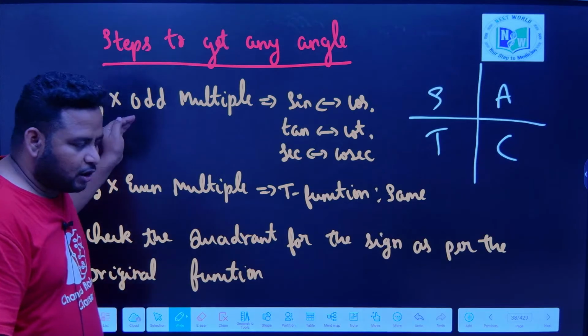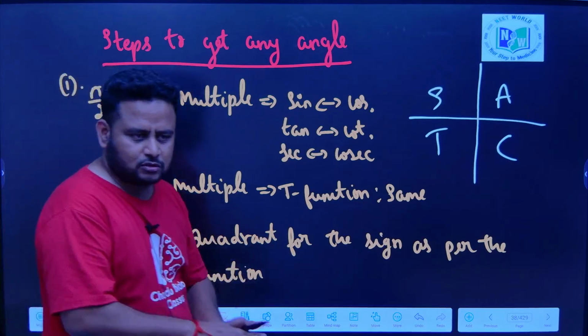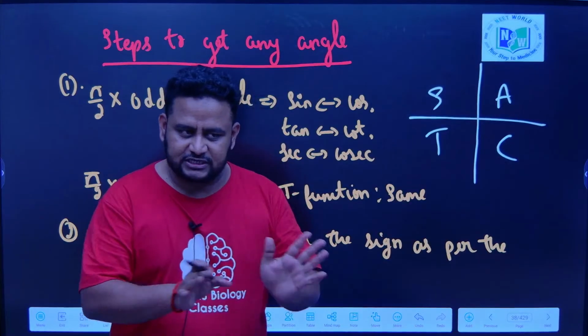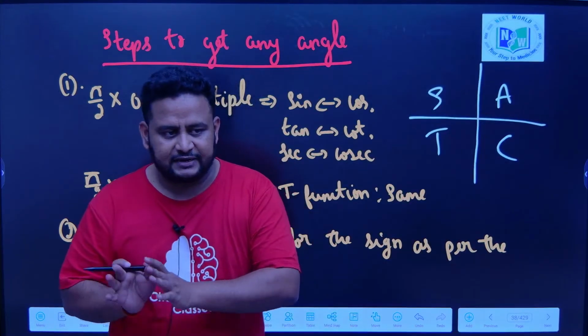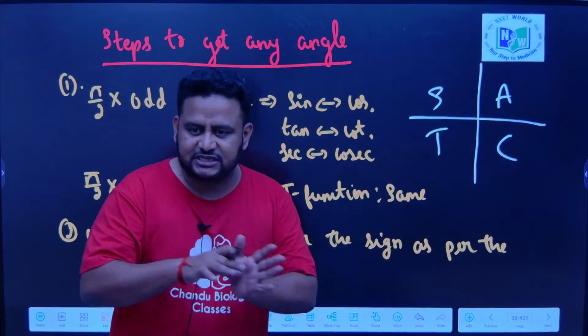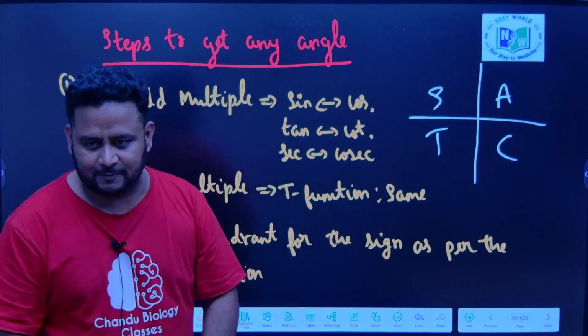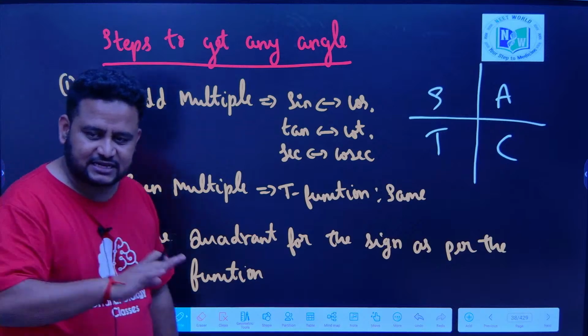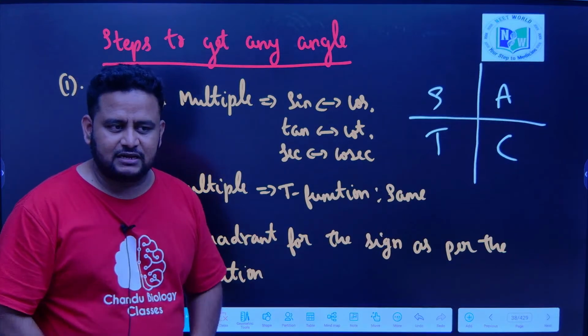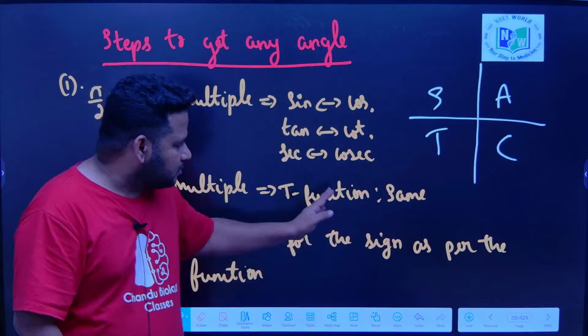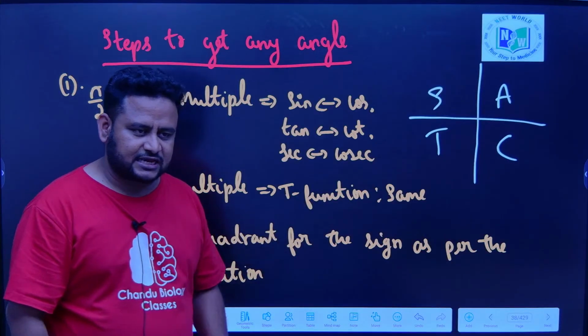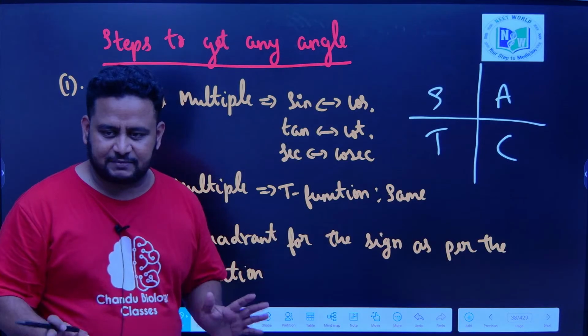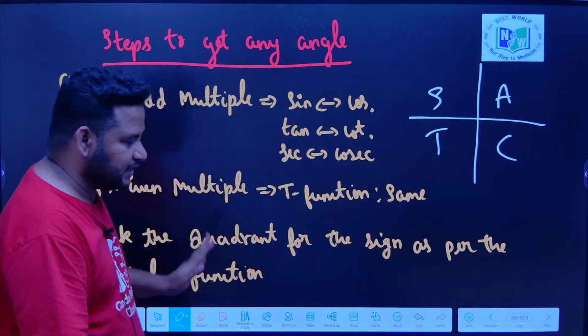So for odd multiple of pi by 2, sin will change to cos and cos will change to sin, tan will change to cot and cot will change to tan, secant will change to cosecant and cosecant will change to secant. But when it comes to pi by 2 into even multiple, sin will remain as sin, cos will remain as cos, tan will remain as tan, cot will remain as cot, secant will remain as secant and cosecant will remain as cosecant. This is what we understood.